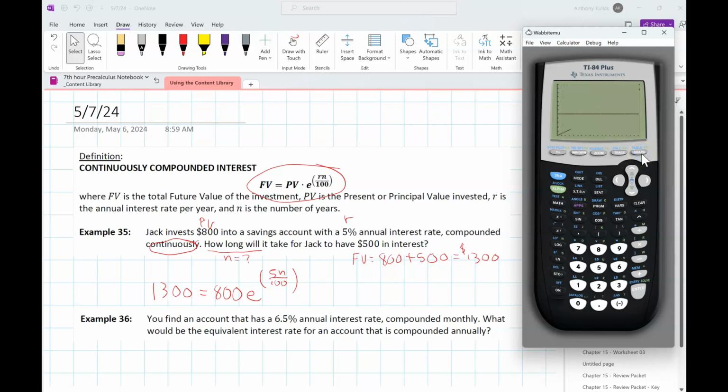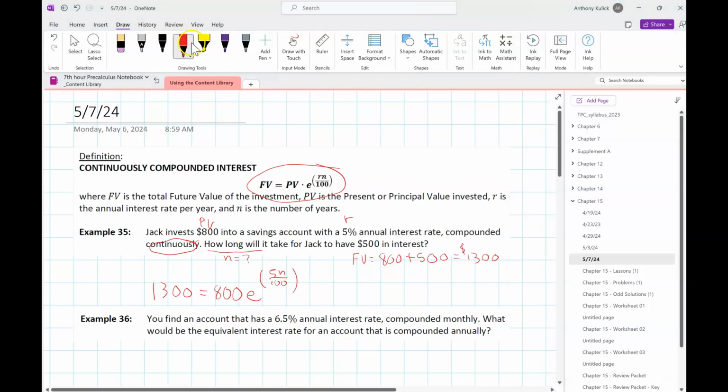So there's my 1,300 line. Here's my account value curve. Look at that. There's my intersection. Second trace, intersect command, enter, enter, enter. So 9.71 years.